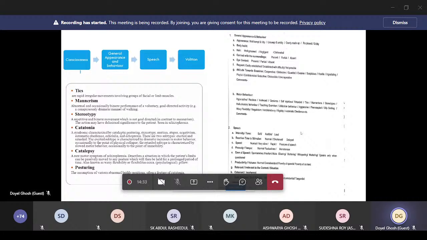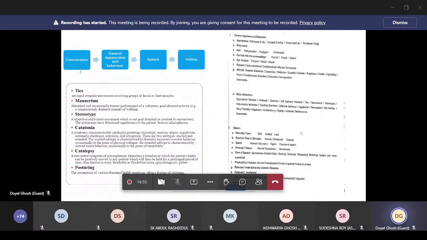Tics are rapid, irregular movements involving a group of facial or limb muscles generally. There can be verbal tics, vocal tics, motor tics, eye movement tics. So there can be different types of tics. And if there is any mannerism, is there any stereotypy?